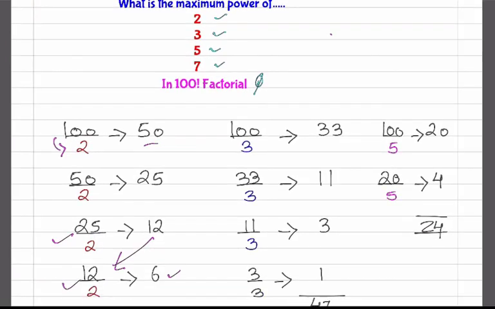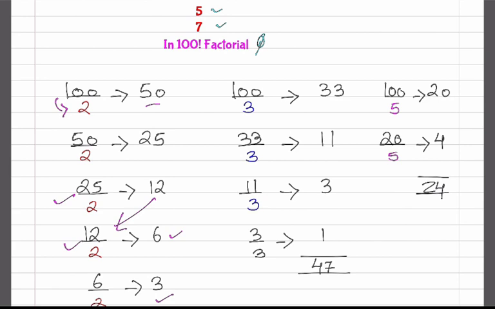Similarly, I need to find the highest power of 3. So divide 100 by 3. 100 divided by 3 is nothing but 33. 33 divided by 3, 11. 11 divided by 3 is 3. 3 divided by 3 is 1. Add all of them. 33 plus 11 plus 3 plus 1 is 47. So the highest power of 3 in 100 factorial is 3 raised to 47. Okay, if you can compare, we are doing it in the same way.